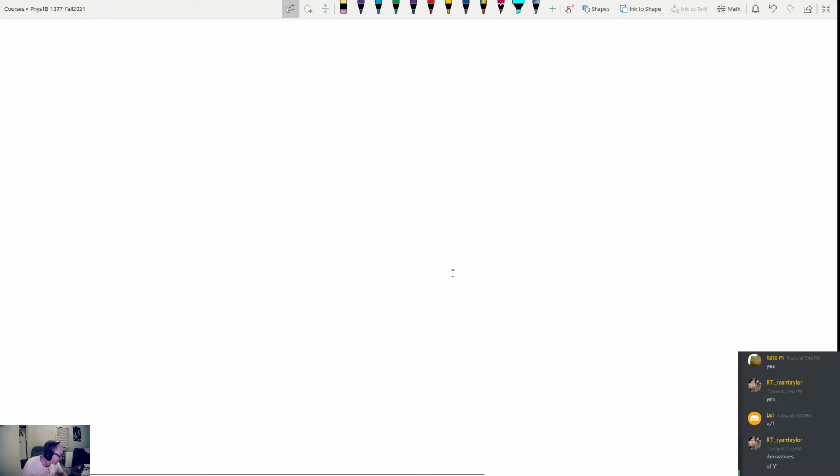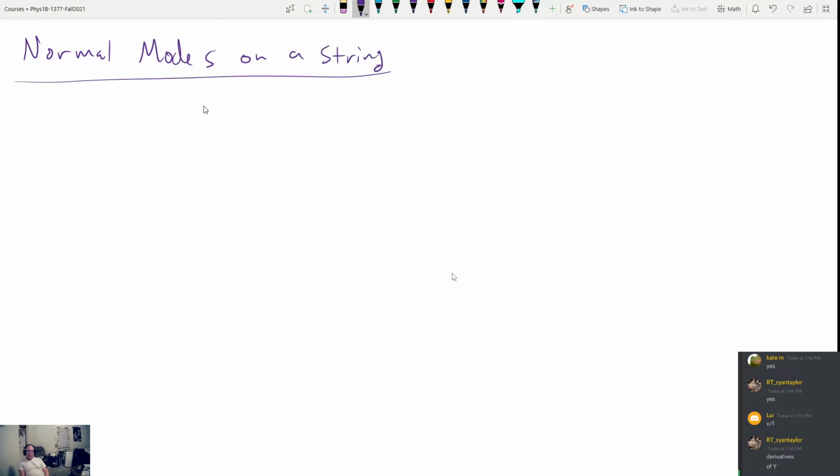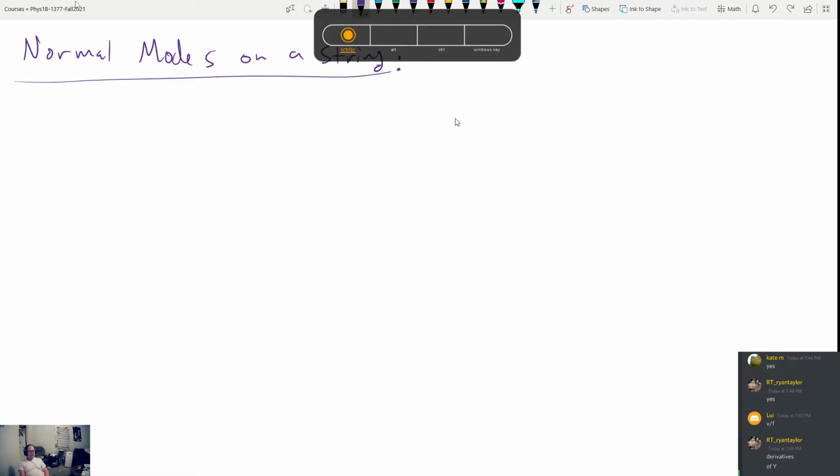Okay, final topic: we call the normal modes of the waves on a string. So, normal modes. I don't know why physicists love to use the word normal so frequently. It's a word that even in sociology doesn't mean anything at all. It's just normal, but I don't know. Why don't they just call it the modes on a string? Because that's really what they are. Who knows? Regardless, this is what we call them.